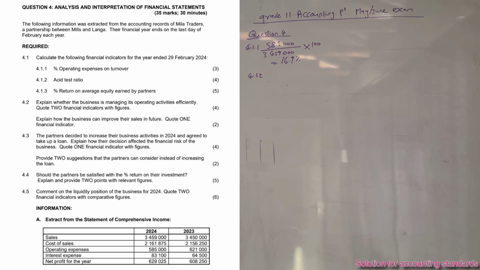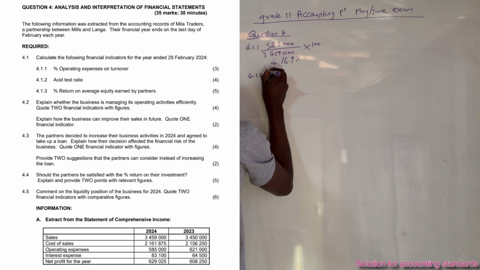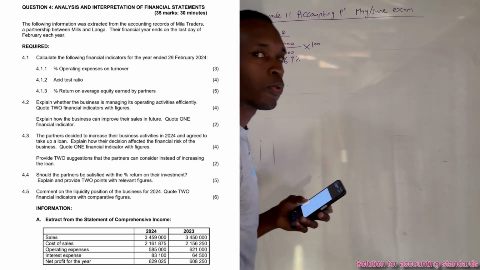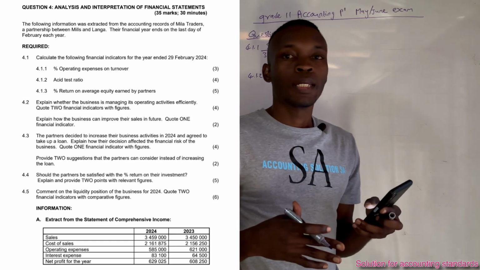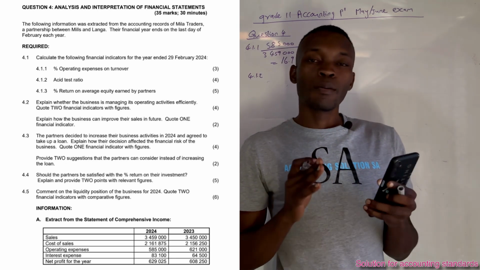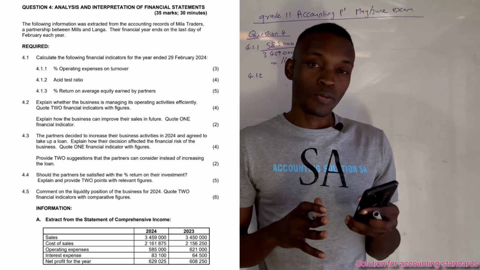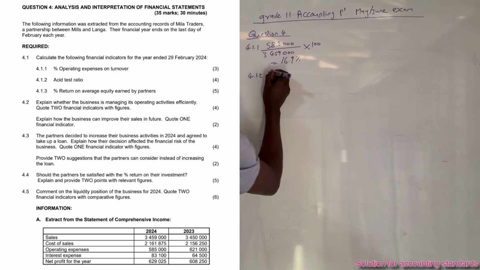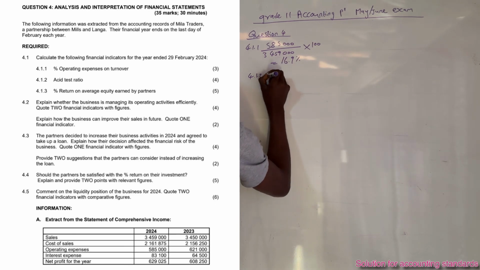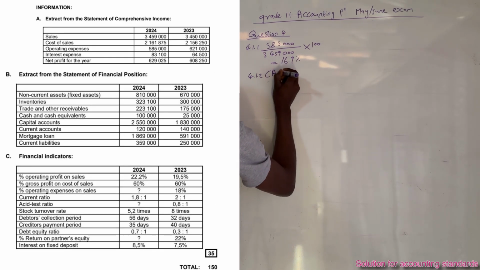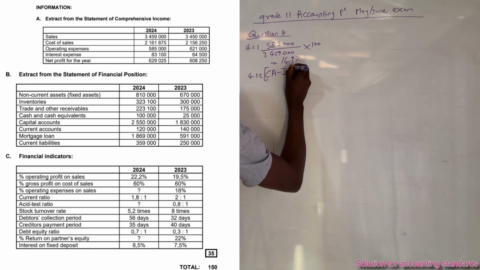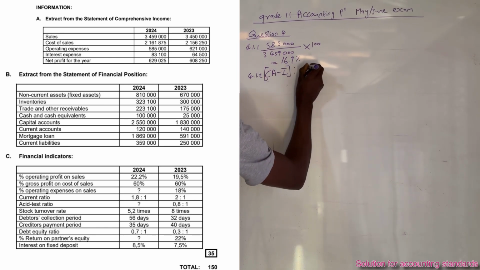4.1.2, they want us to calculate the acid test ratio. Under the acid test ratio, guys, we all know that we are calculating whether we will be able to pay short-term debt without what? Without inventory. It's current assets, but we have to subtract what? Inventory, to current liabilities.